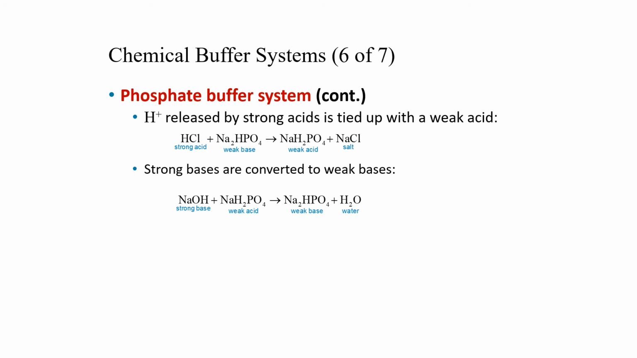When a strong acid like HCl is mixed with a weak base like sodium phosphate, then we get a weak acid, sodium dihydrogen phosphate, and sodium chloride. All right? When strong bases are converted, then we have sodium hydroxide mixed with sodium dihydrogen phosphate, and we wind up with sodium phosphate, a weak base, and water. Notice we get a lot of metabolic water.